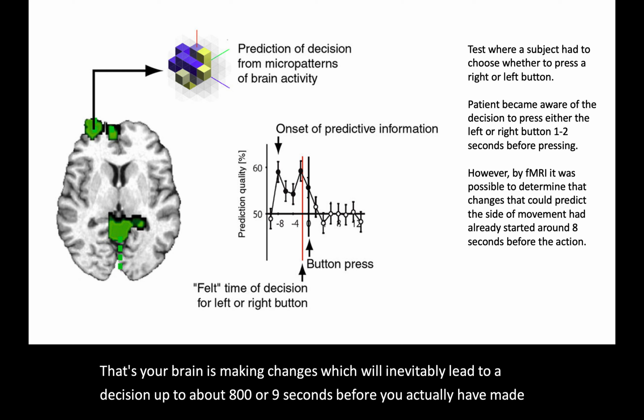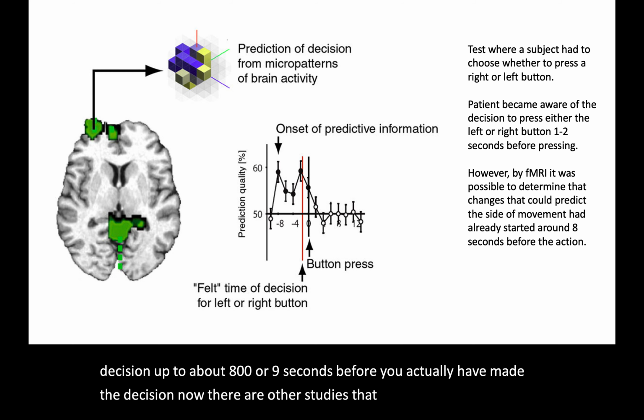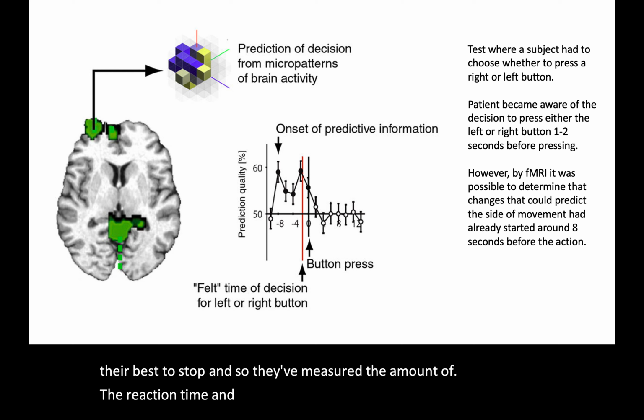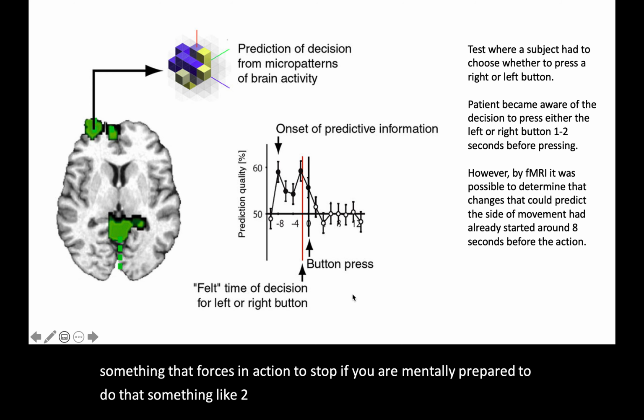Now, there are other studies that come on top of this. There are studies where people are told to make a decision and keep it in their mind, and then before they can actually press that, right or left button, if a light flashes, they're supposed to try their best to stop. And so they've measured the amount of sort of reaction time. And it does exist. You can stop an action. You can do something that forces an action to stop if you are mentally prepared to do that. Something like 2 seconds before the action actually happens.